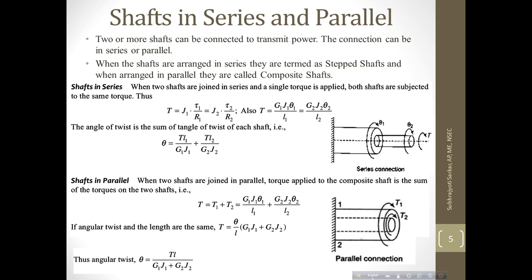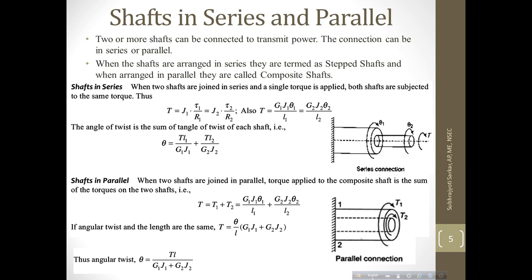So when two shafts are joined in parallel, the torque applied to the composite shaft is now the sum of the torques of the individual shafts. So this T1 is the torque for shaft 1 and T2 is the torque for shaft 2. So now what will happen? T is the summation of both the torques, that is G1 J1 theta 1 by L1 plus G2 J2 theta 2 by L2.